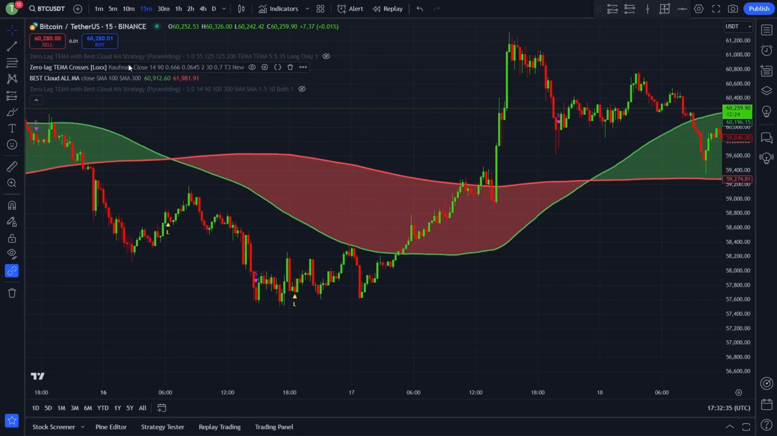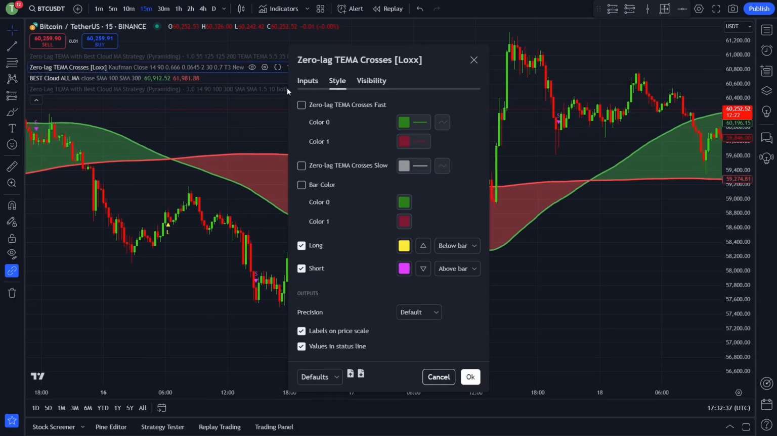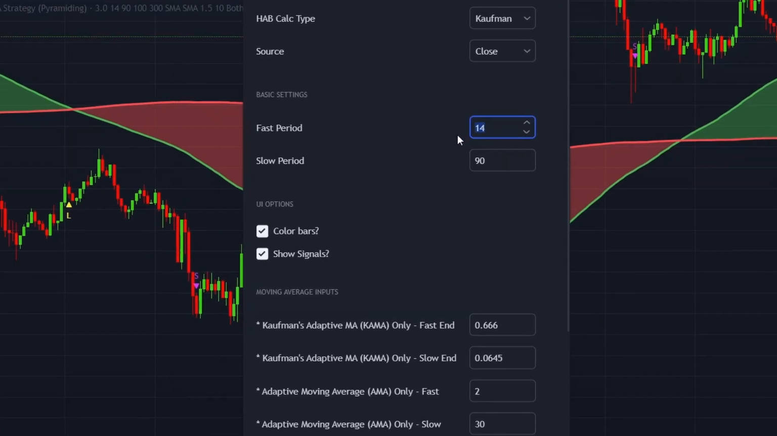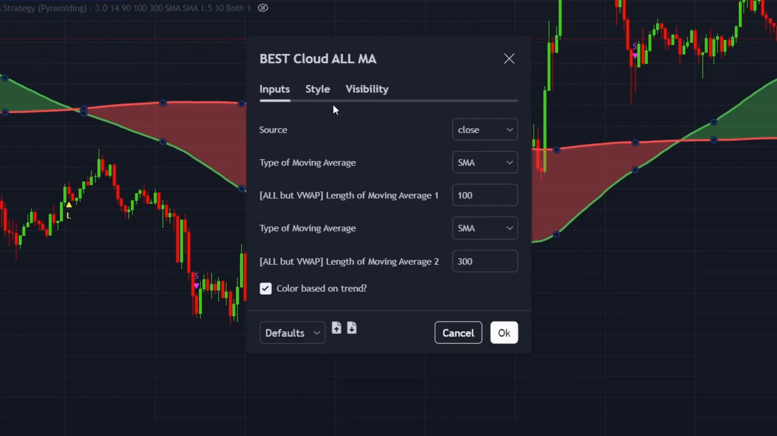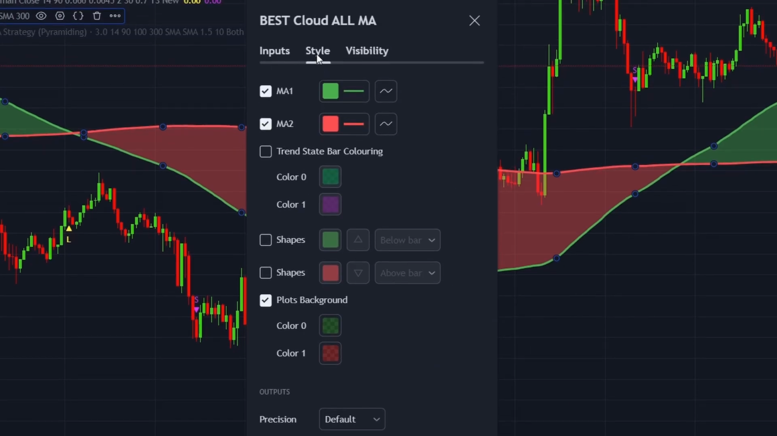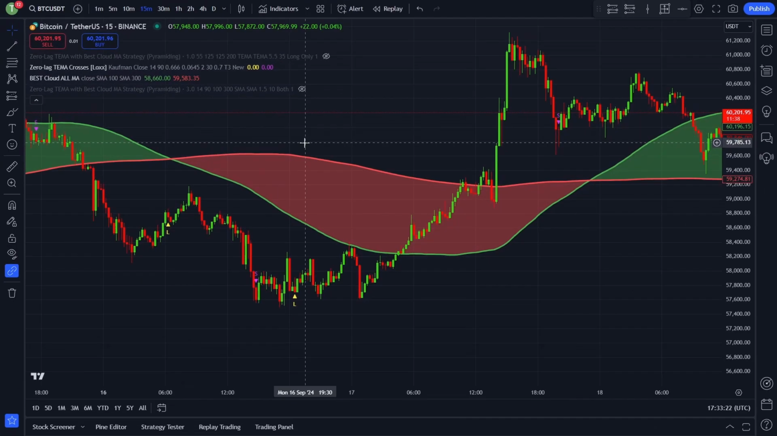Before explaining the rules, we will need to change some settings. First open up the 0 lag and change its fast period to 14 and its slow period to 90. Then open up the best cloud all MA. Make sure that its source is close. The type of the moving averages are set to SMA in both cases. The first one needs to have a 100 length and the second one needs to have a 300 length. Then go to the styles tab, you can untick these options, we won't need those. And with that we have all of our indicators correctly set up on the chart.